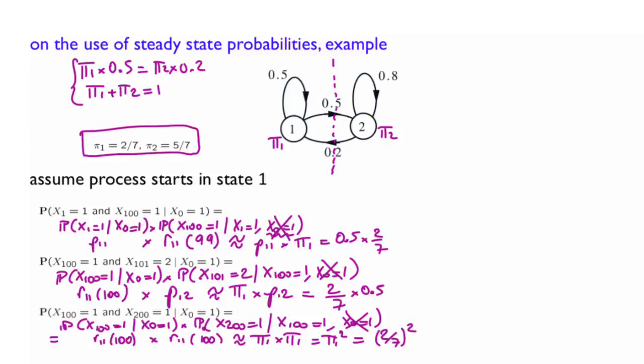Now in this calculation, we assumed that n equals 99 or n equals 100 was big enough so that the limit has taken effect. But how do we know that our approximation is good? In other words, is n equals 99 or 100 large enough?